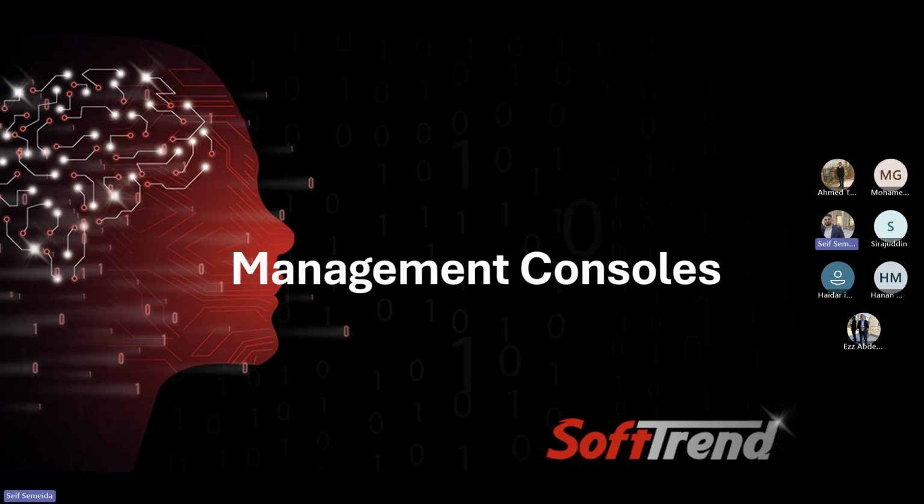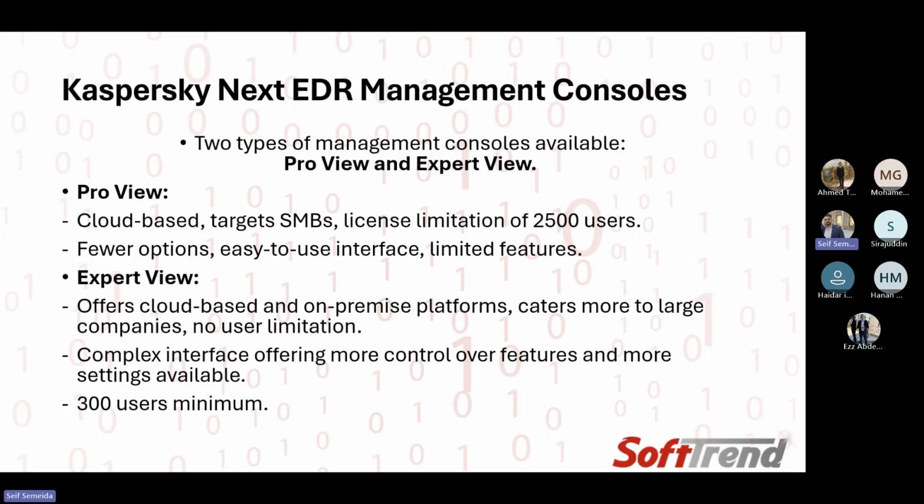Moving on to the management consoles, we have two types: the Pro View and the Expert View. The Pro View is basically cloud-based. It's more geared towards SMBs, as it's easier to use and has fewer granular configurations and fewer configuration options. And it has a license limitation of 2,500 users. As for the Expert View, it has both cloud-based and on-premise platforms, and it caters more towards large organizations, but it can be used by either party.